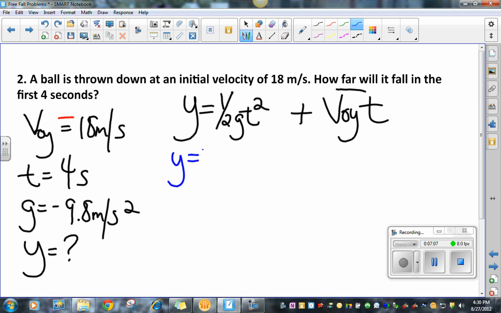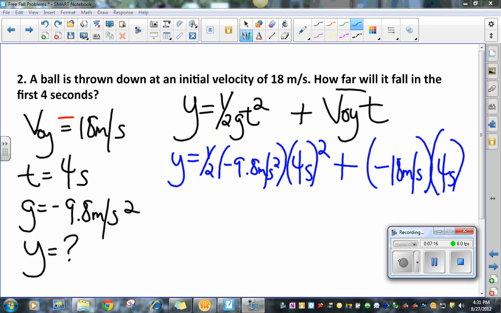y equals 1/2 times negative 9.8 meters per second squared. All right, this is what you should have. y is equal to 1/2 times negative 9.8 meters per second squared times 4 seconds quantity squared. Don't forget to square that time. Plus negative 18 meters per second times 4 seconds. All right, try doing the math. So you should come up with negative 72 meters plus negative 78.4 meters.